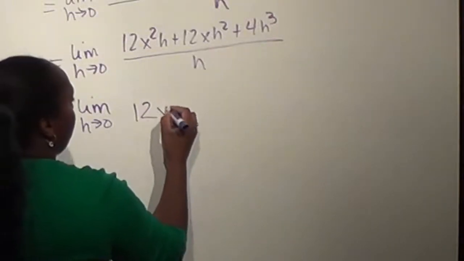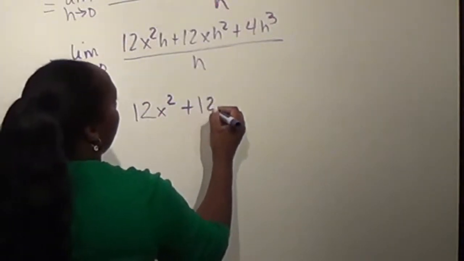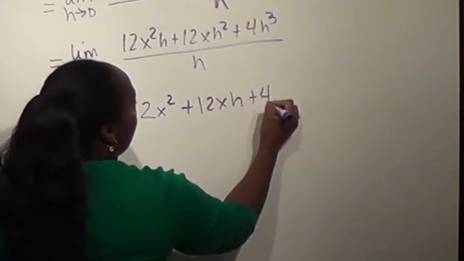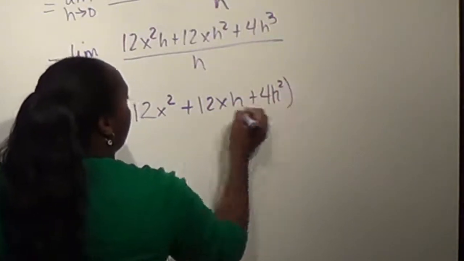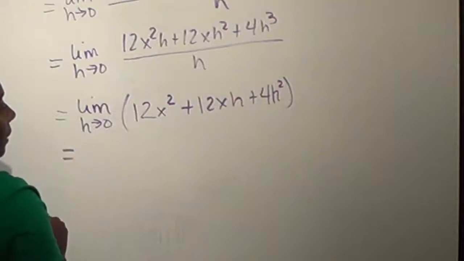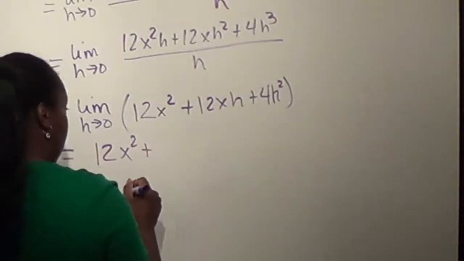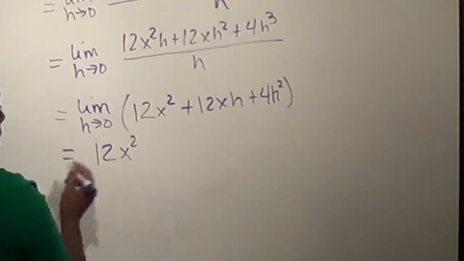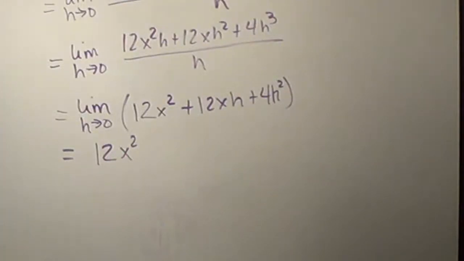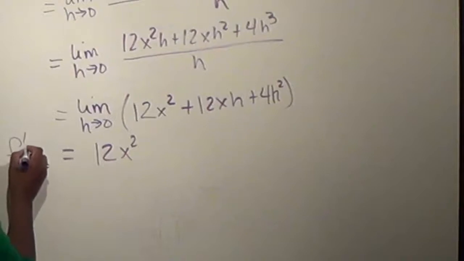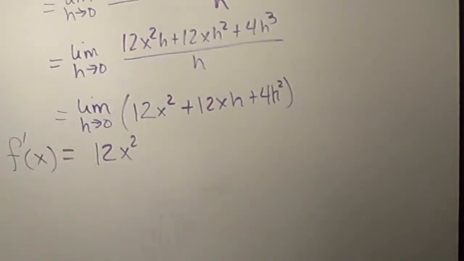So here we can cancel out an h. We'll get a 12x squared plus a 12xh plus a 4h squared. Taking our limit says we'll get a 12x squared plus 0 and 0. So 12x squared is our derivative. So this is our f prime of x. Once we get the derivative, again, this is a function, so we can treat it just like a function.